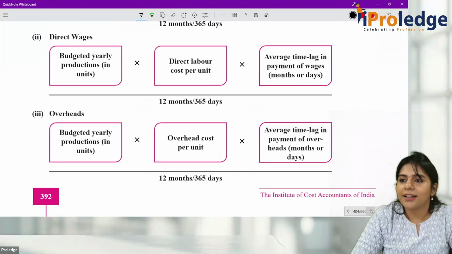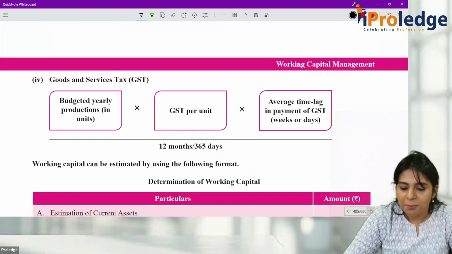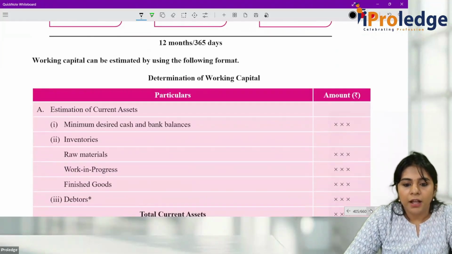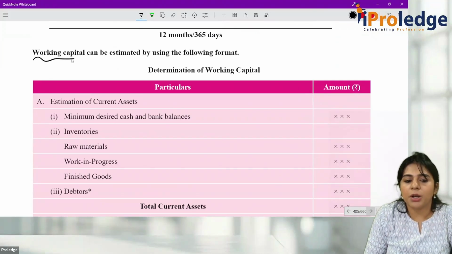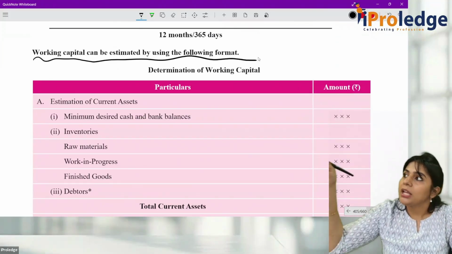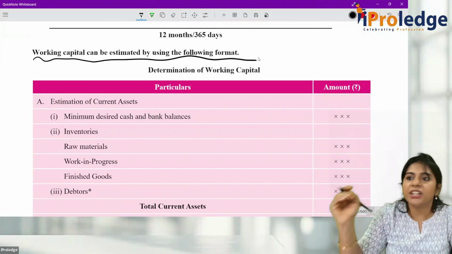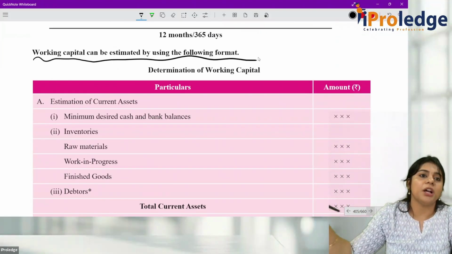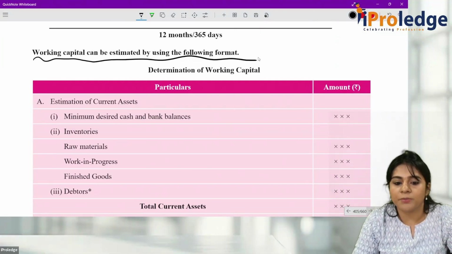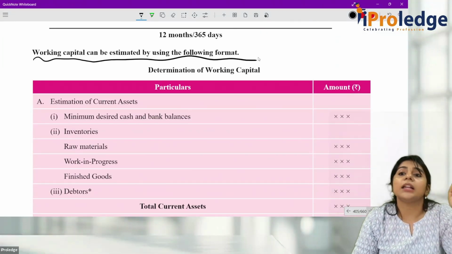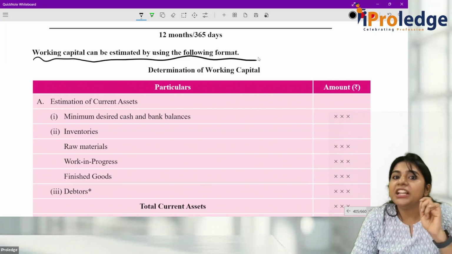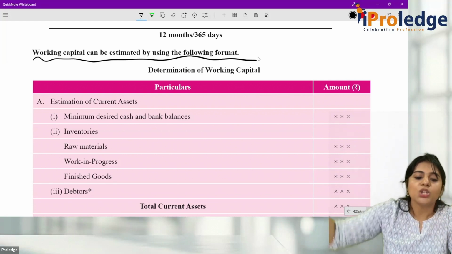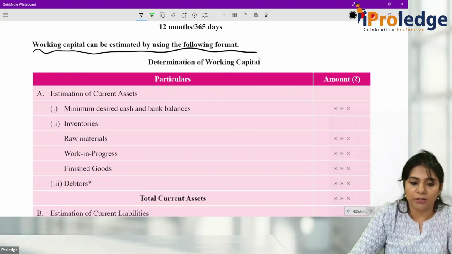So reading here is making you dozier, but yes, I understand. This format becomes important because we will use this formula in all our problems. Remember how we did capital budgeting using those three steps? This is the exact formula we'll be using in most of our problems. What are we doing here? We are calculating working capital. We need to find out working capital. So this format becomes important for you.